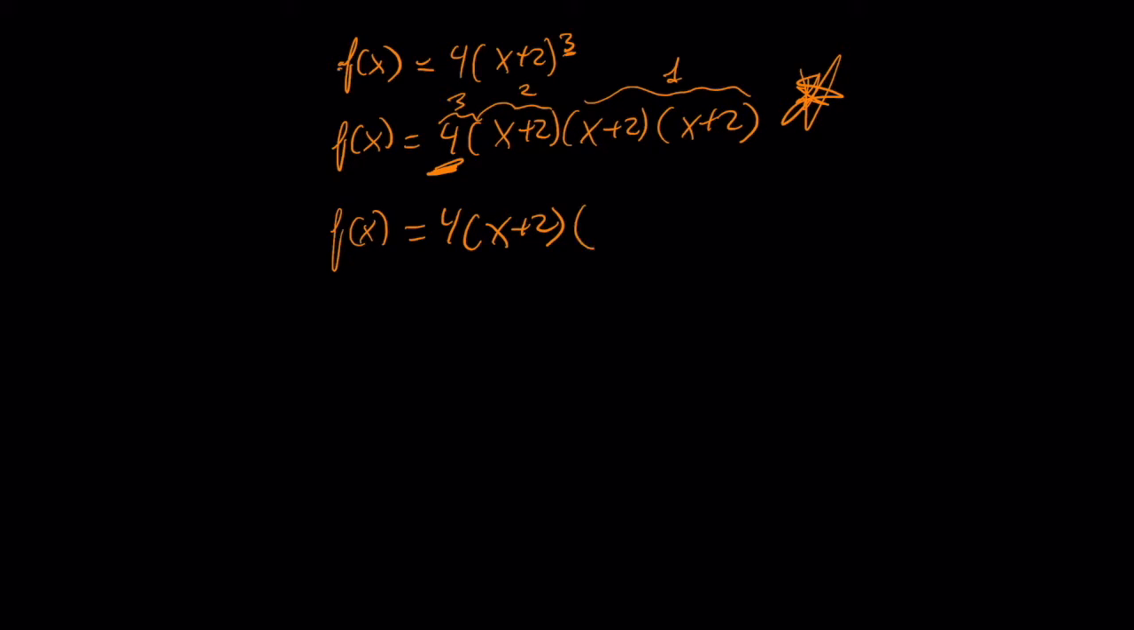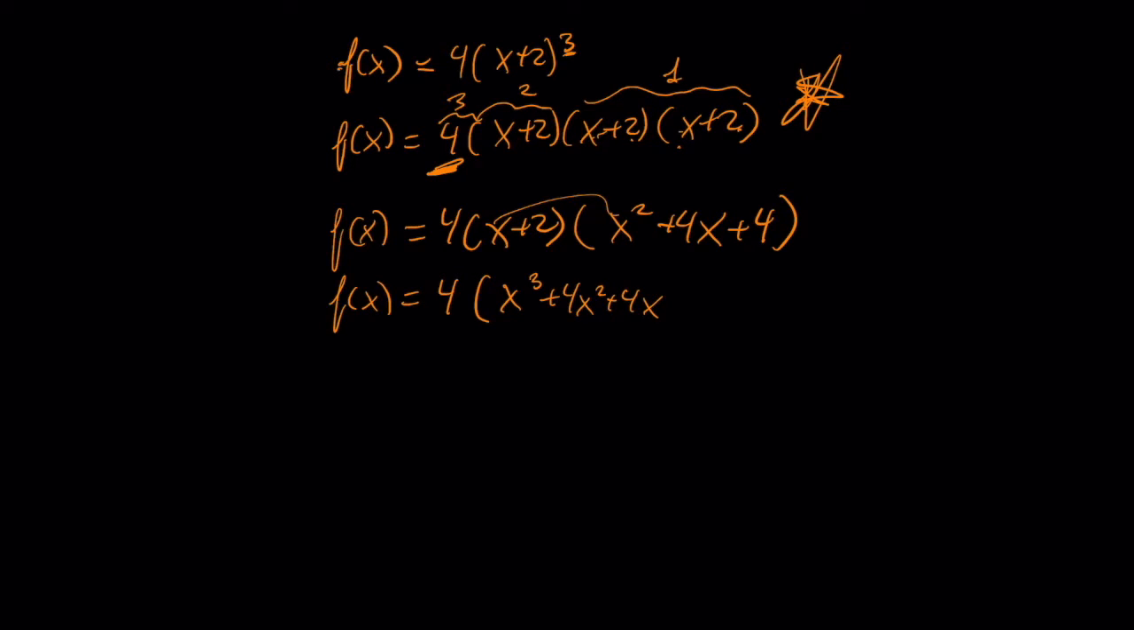Okay. So I've got x times x is x squared, x times 2 is 2x, 2 times x is 2x, which gives me 4x, 2 times 2 is 4. Now I'm going to go ahead and distribute this x. So I have f of x is 4 times x cubed plus 4x squared plus 4x, then I distribute my 2: plus 2x squared plus 8x plus 8.